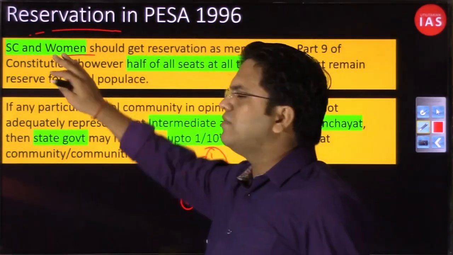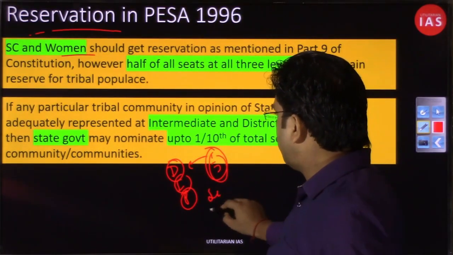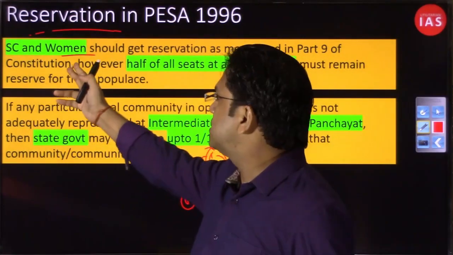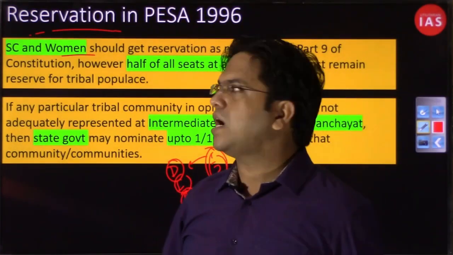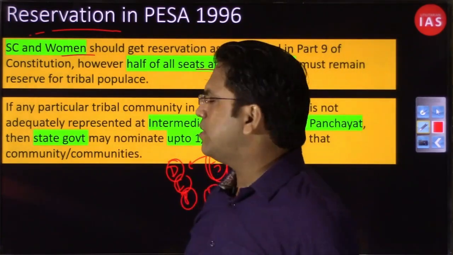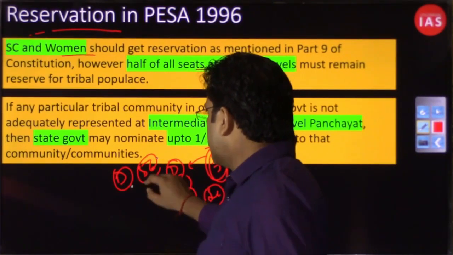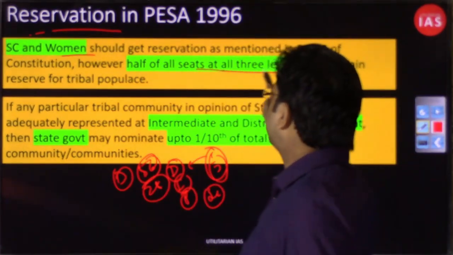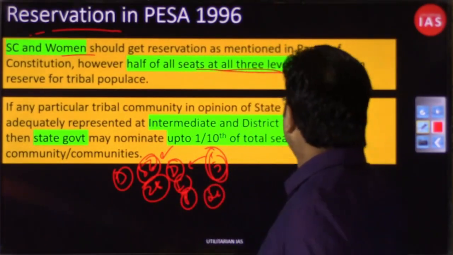But while extending reservation to the SC and women, 1/3 to the women and to SC in proportion to the population they have, you should ensure, or the state legislature should ensure, that half of all the seats at all three levels must be reserved for the tribal people. So it can't happen otherwise. Suppose at district level you have 56 members, right? Then at least 28 seats will remain reserved for the tribal people, because this is a tribal dominating district, right? So that is one caution that has to be taken.